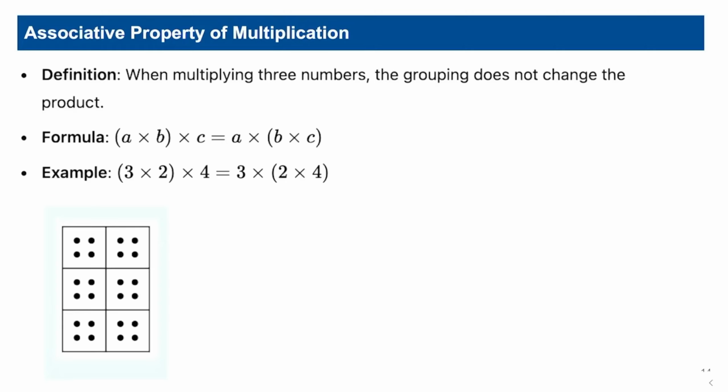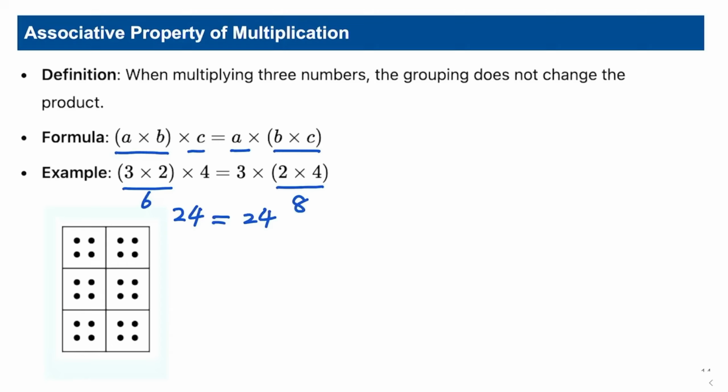Multiplication is also associative. If we have 3 numbers, A, B, C, multiplying the first 2 numbers together, then multiplying the third number, is the same as multiplying the last 2 numbers together and then multiplying the first number. For example, 3 times 2 is 6. 6 times 4 is 24. 2 times 4 is 8. 3 times 8 is also 24. We get the same result.